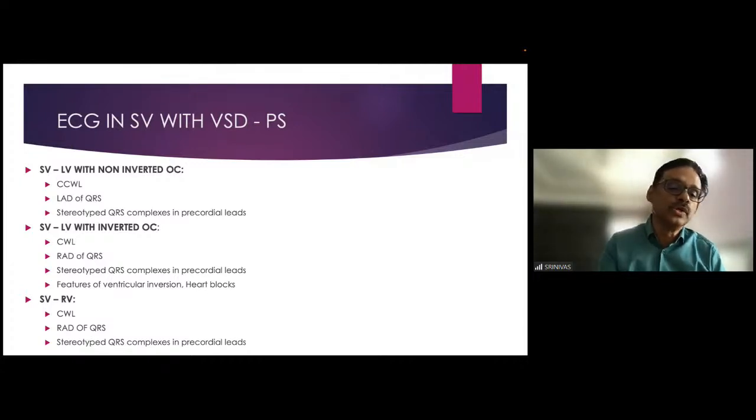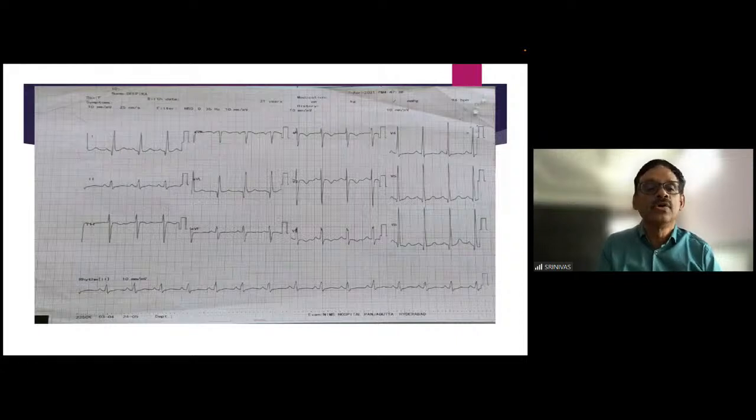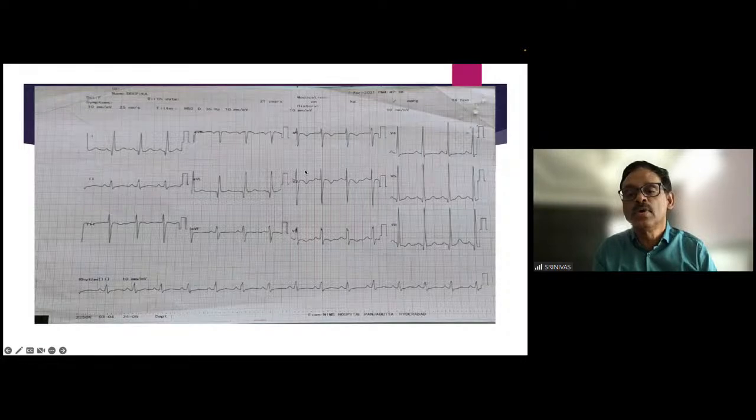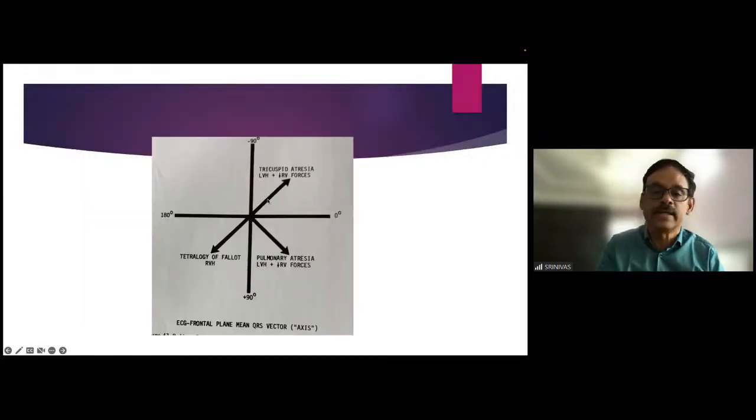So these two you cannot differentiate from ECG. There will be stereotyped complexes across all variants of single ventricle. Now this is single ventricle of LV morphology with non-inverted outlet chamber. You see clearly there is a counterclockwise loop, as evidenced by Q wave in L1 and AVL, and there is left axis deviation, and more or less similar looking QRS complexes in the precordial leads.